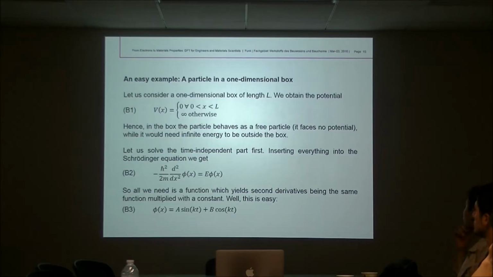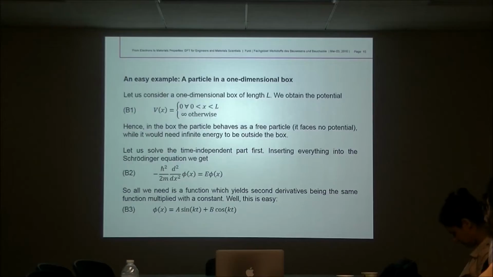Let's look at the time-independent part first. We have no potential, so we just have kinetic energy. It is minus h bar squared divided by 2m, where m is the mass of the particle, times the second derivative with respect to x. And now I just called this wave function a little bit differently to distinguish between time-independent and time-dependent parts. And this should be the energy. So obviously this reduces to needing a function whose second derivative is the same function multiplied by a factor.